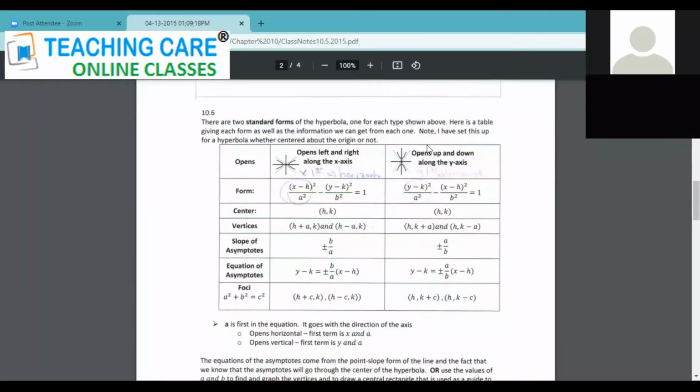Okay, one for each type is there. The table of values they have given here, just make a note of it or take a snapshot and keep it, so whenever you are doing the problem, it will be easy for you.